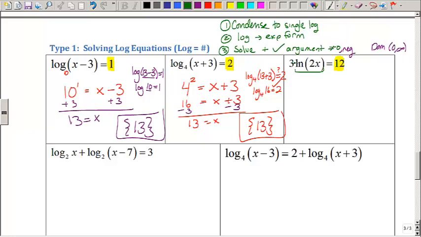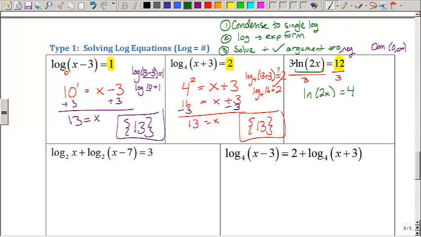There's 2 different things we could do with this 3. We could, because it's a coefficient in front of a log, move it to the exponent. But there's a simpler answer to get rid of the 3. And the simple answer is just divide both sides by 3. Which leaves us with ln of 2x equals 4. That's much more simple than creating a cube, and then we have to deal with the cube later.